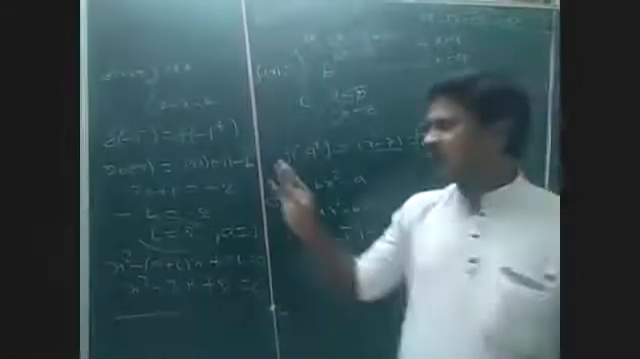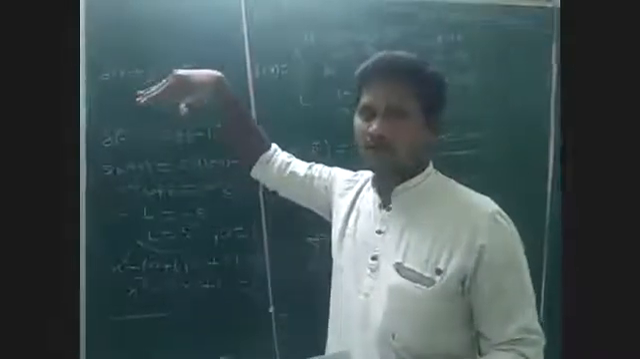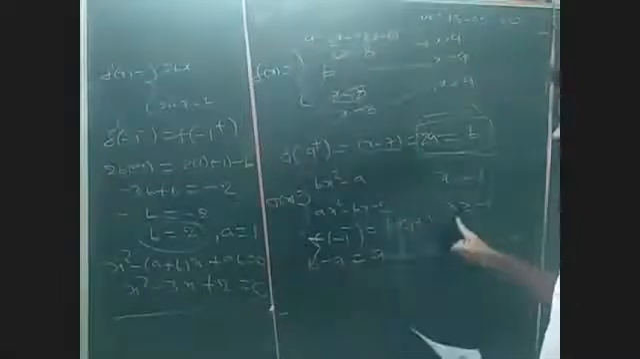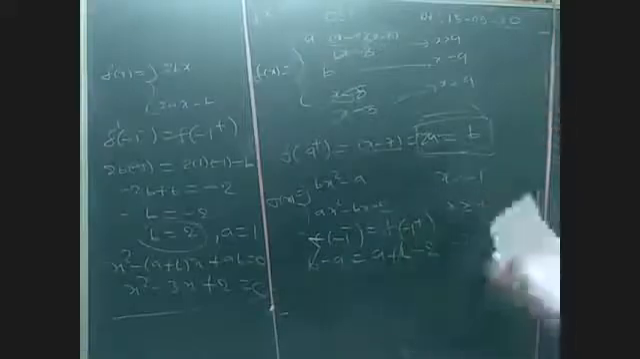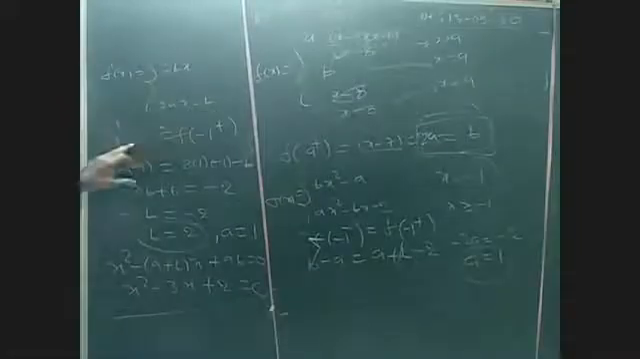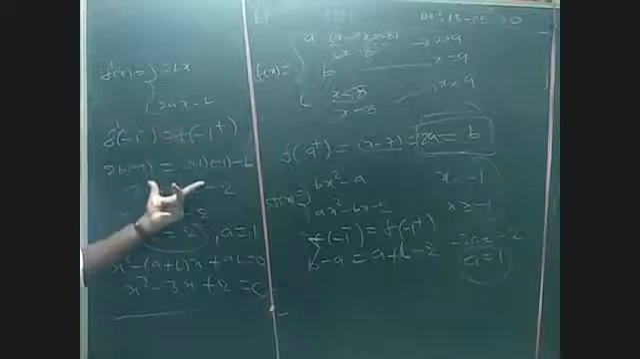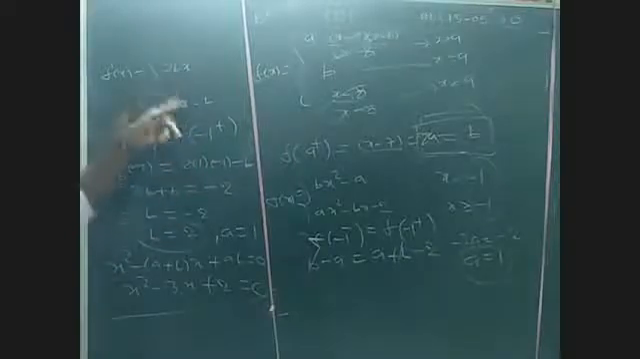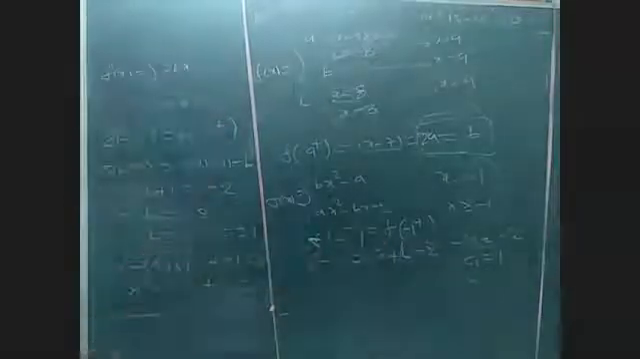Just to find the a comma b values: f dash of x is continuous, so f of x is also continuous. Whenever it is continuous, you can equate the left hand limit to the right hand limit. Substitute the particular value, which is minus 1. In the same way, you can differentiate, and after differentiating also, you can equate the left hand to the right hand. Again substitute minus 1, equate and substitute minus 1, and you will get the equation. Here we got the a value, the b value, then the quadratic equation.